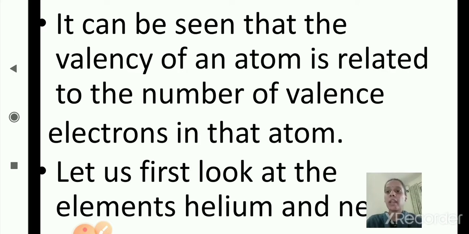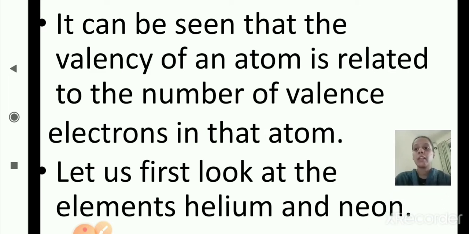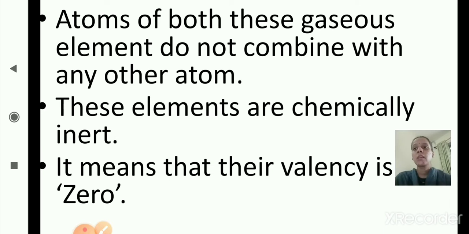Let us first look at the elements helium and neon. The atoms of both these gases do not combine with any other atom. These elements are chemically inert. They are inert gases. Yes, you have studied about inert gases. So helium, neon, argon, krypton, these are the inert gases.